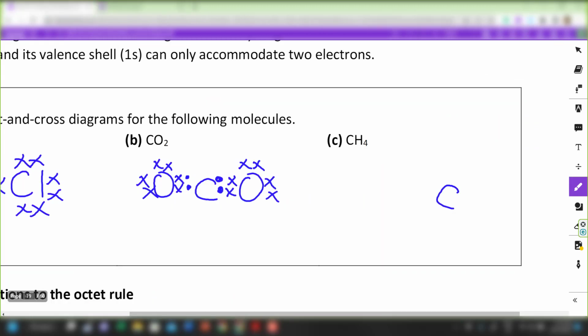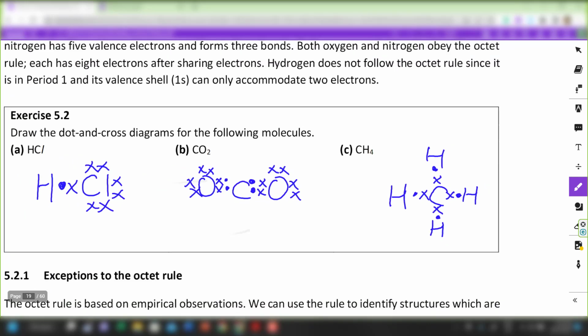So because of that, it will share electrons with hydrogen. So we'll just draw that in. So that's dot and cross, dot and cross, dot and cross, dot and cross. Yep. So that's about it. CH4, pretty straightforward. Okay.